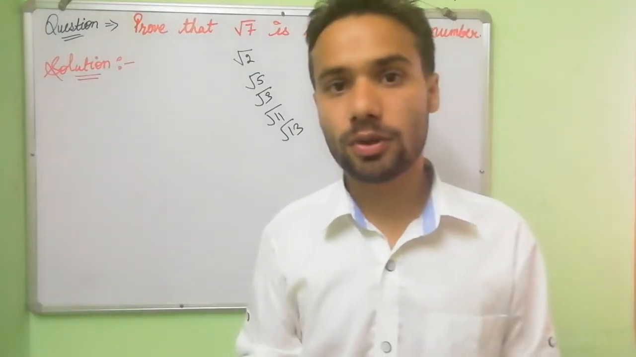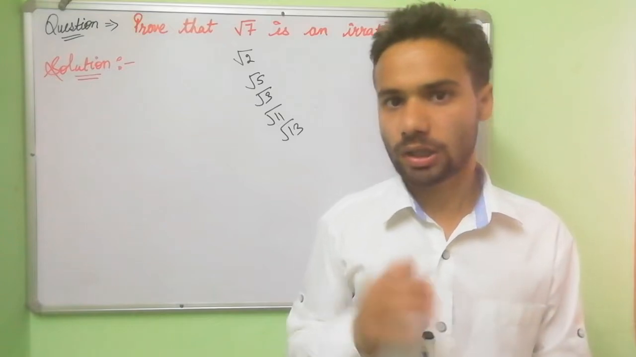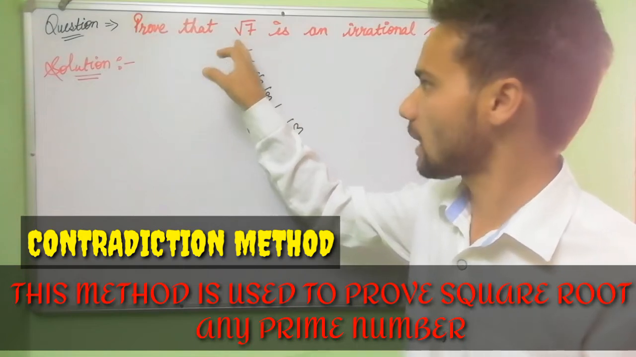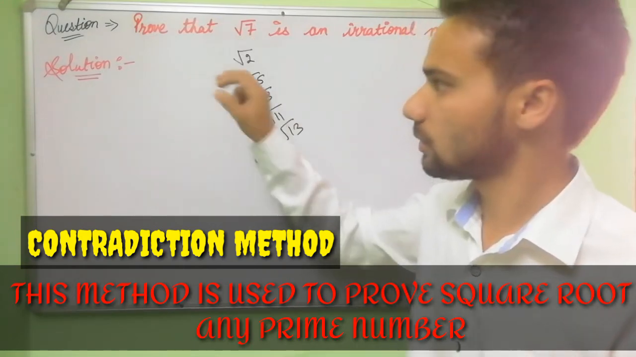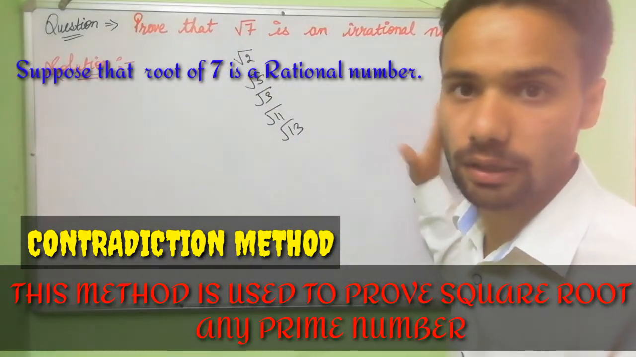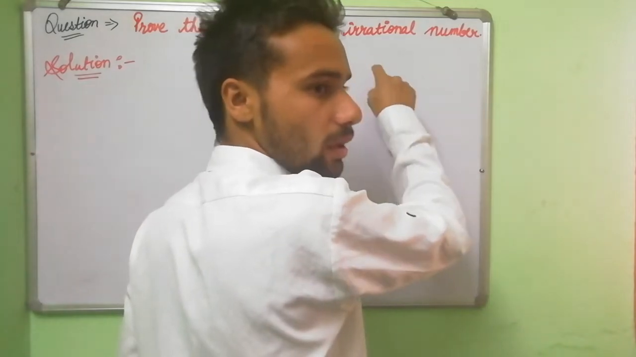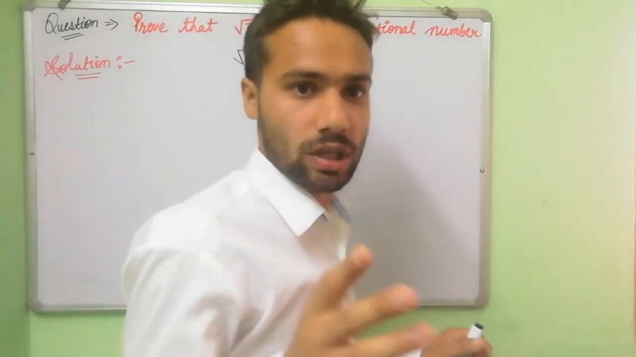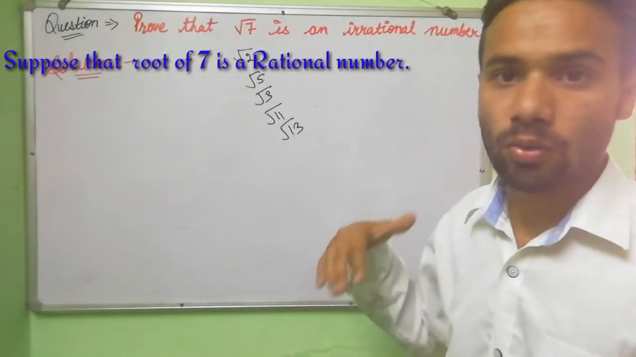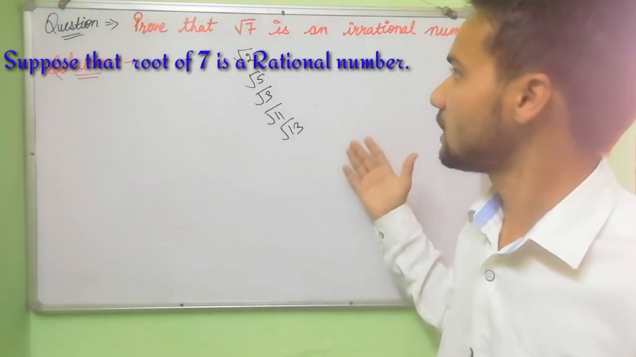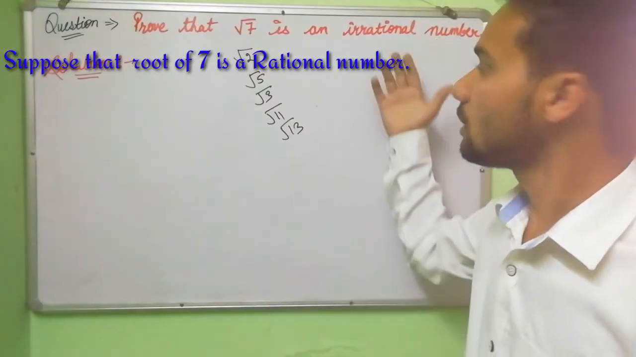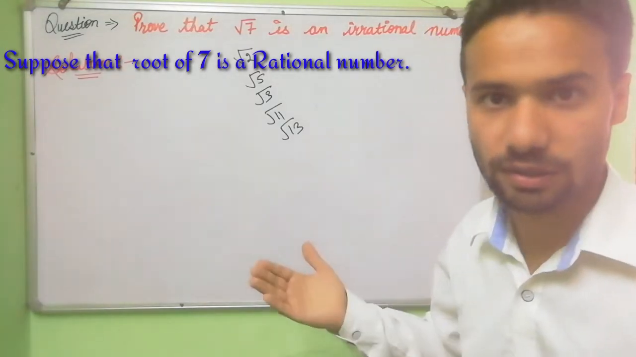Dear student, here we use the contradiction method. Contradiction method means first of all we assume this number, for example I take root 7 here. Suppose that root 7 is a rational number. If I assume it a rational number, contradiction means our supposition becomes wrong, and then we can say this number is not a rational number. Then what do we call it? Then we can call it an irrational number, meaning the opposite of rational.